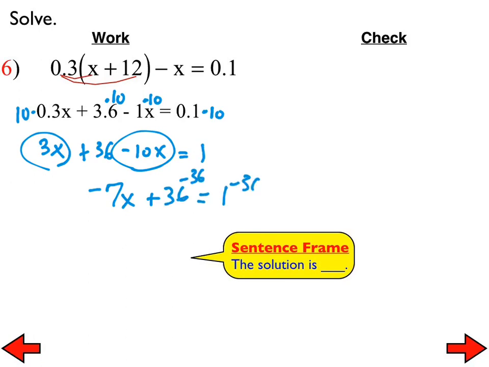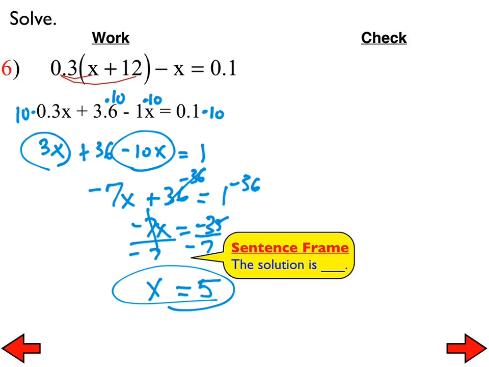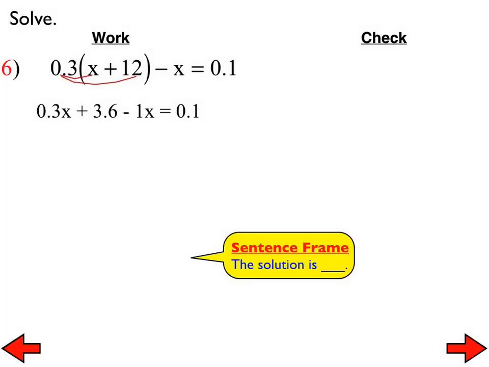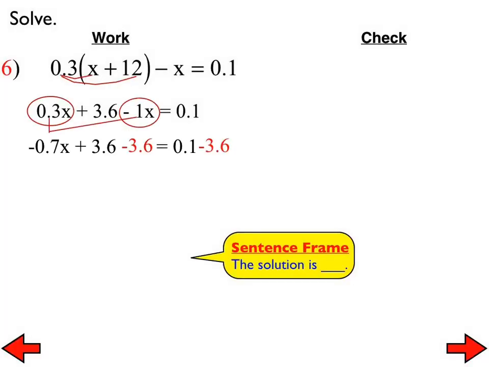Subtract 36 from both sides, because at that point it should be easy. 1 minus 36 is negative 35. Divide both sides by negative 7, and the solution is x equals positive 5. Now notice up here, I could just leave it alone because obviously you're going to get the same thing, but you don't have to worry about adding decimals. You don't have to worry about dividing by decimals.